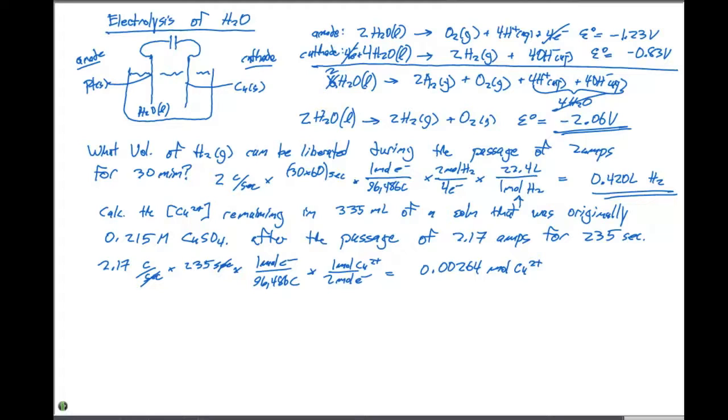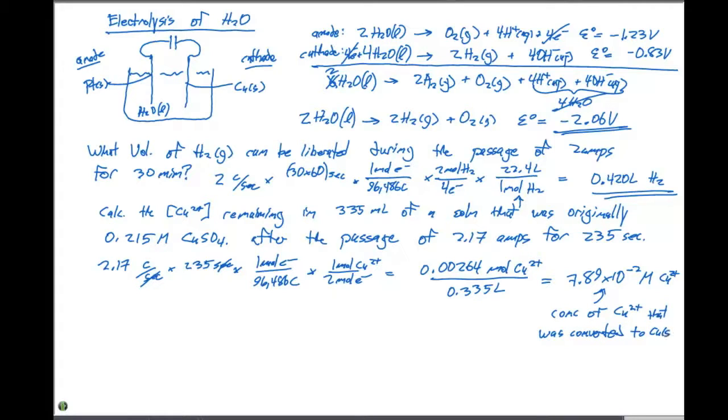If we divide by our volume, 0.335 liters, we can calculate a concentration of copper to be 7.89 times 10 to the minus 3 molar in copper 2+. Now let's think about what this value is right here. 7.89 times 10 to the minus 3 molar copper 2+ is the concentration of copper 2+ that was converted to copper solid.